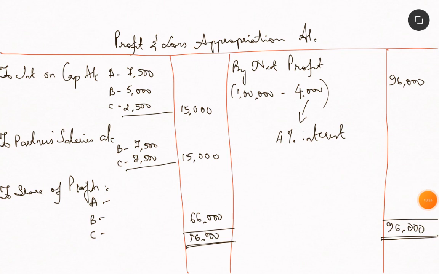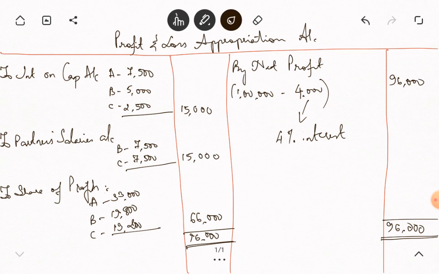So divide the 66,000 amongst your three partners based on their profit percentage. A is receiving 50%, so 66,000 into 50% is 33,000 rupees. In case of B, 66,000 into 30% will be 19,800. And finally for C, 66,000 into 20% will be 13,200. So we have also done the division of the share of profits. So this is the profit and loss appropriation account.